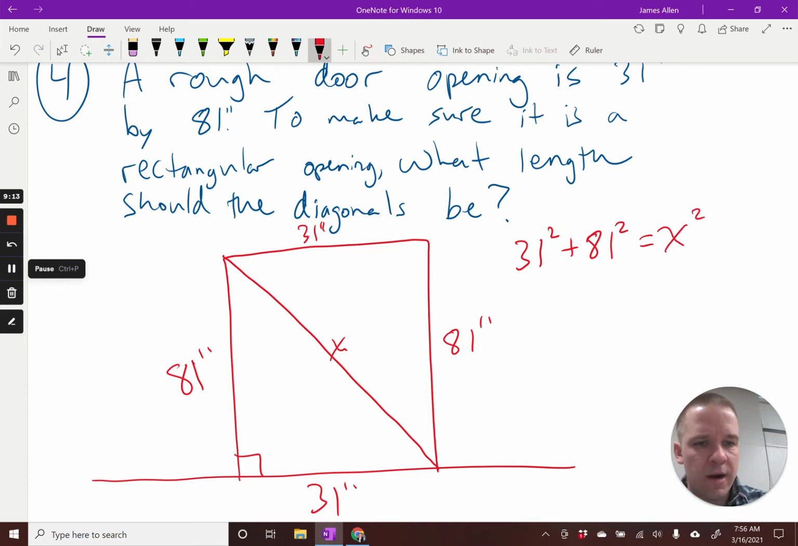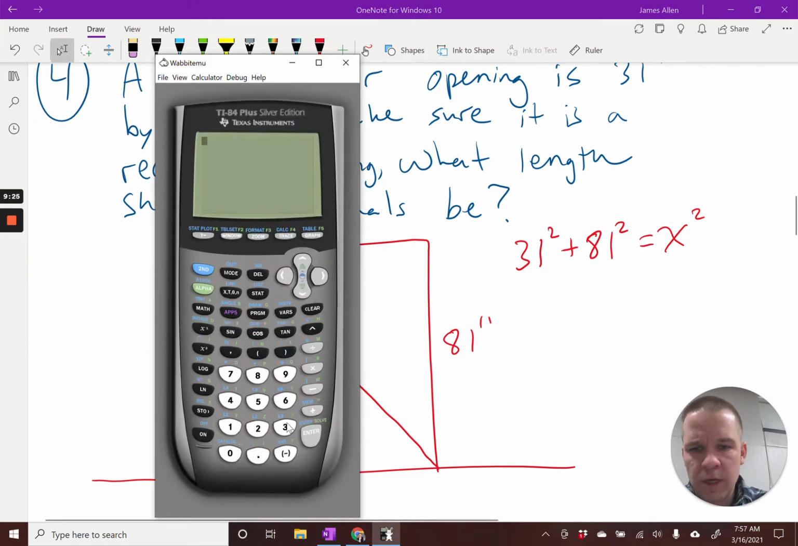So x squared. I'm going to have to use the calculator on this one. This one's a little messy, more of an application type of problem, hence what I'm doing here. So let's plug that into our TI-84. So we got 31 squared plus 81 squared, enter. 7,522. But that's x squared, right? So I'm going to have to square root that.